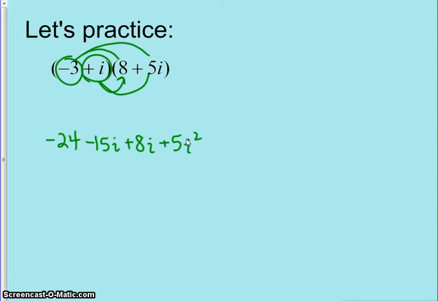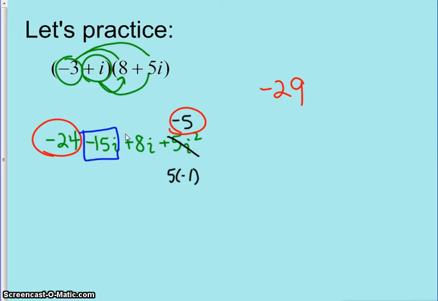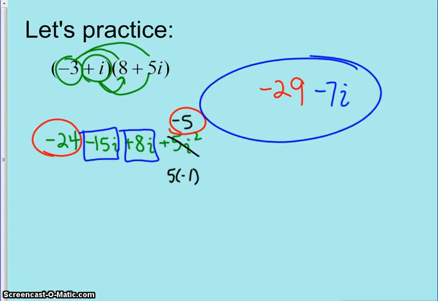Anytime we have i squared, though, we need to change this. So the i squared is simply going to change to 5 times negative 1 or negative 5. So this becomes an addition problem. Negative 24 plus negative 5 is negative 29. Then we have negative 15i plus 8i, negative 7i. And that's the answer to that one.